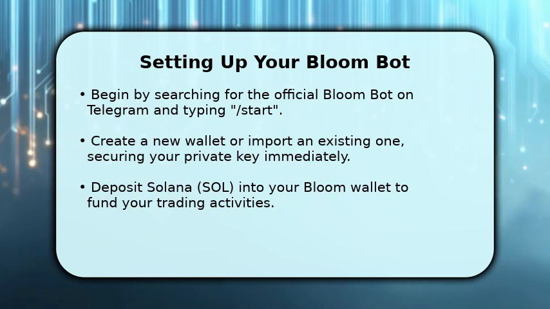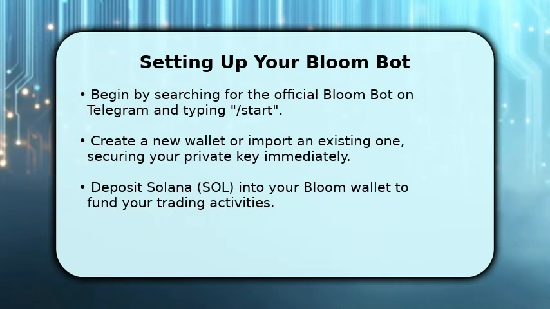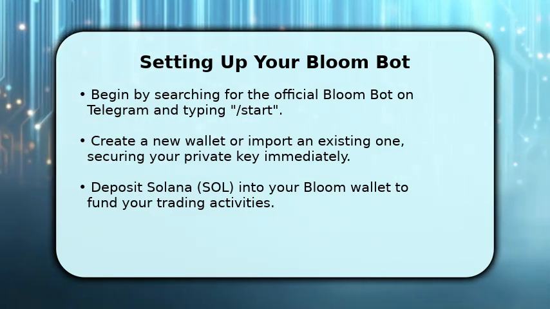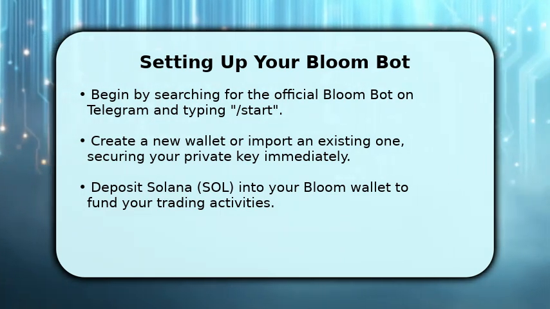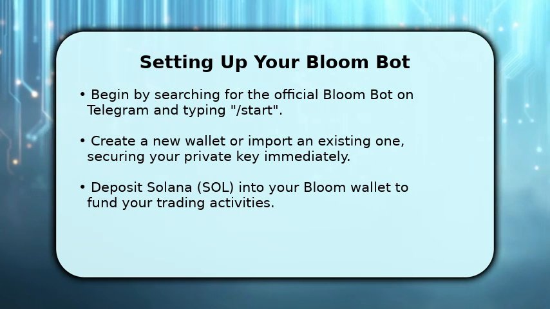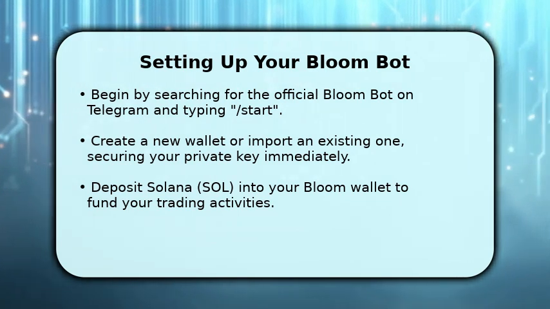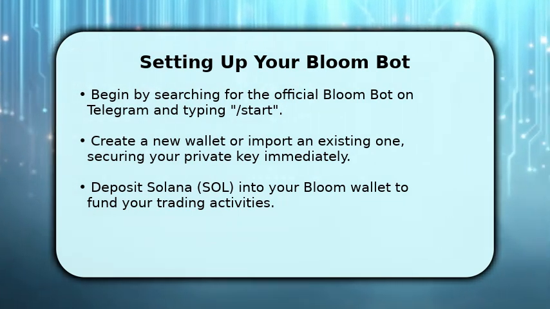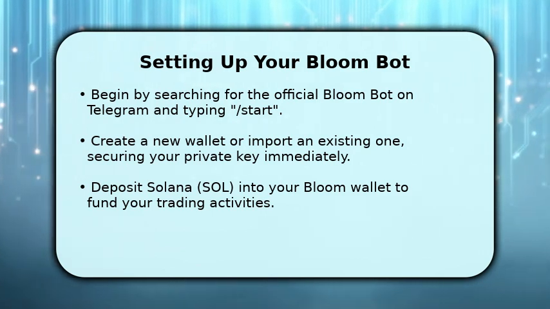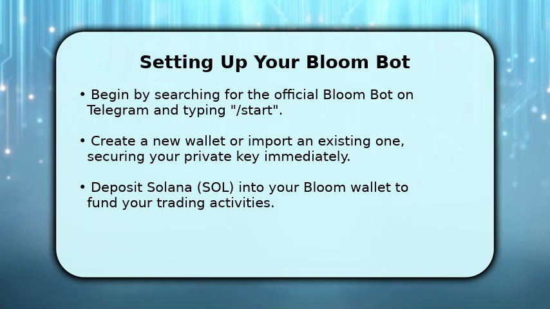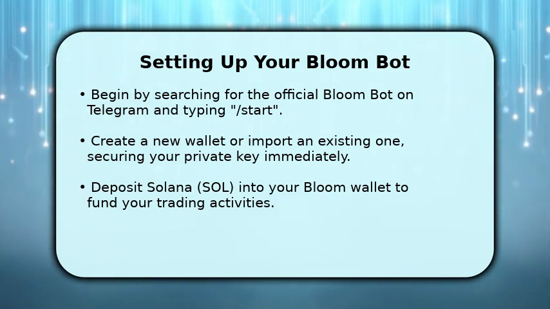To get started, first open Telegram and search for the official BloomBot. Once found, simply type /start to initiate the setup process. You will then be prompted to either create a new wallet or import an existing one. Remember to securely save your private key. Finally, deposit Solana tokens into your newly linked wallet. You will need these funds to execute any trades within the bot.